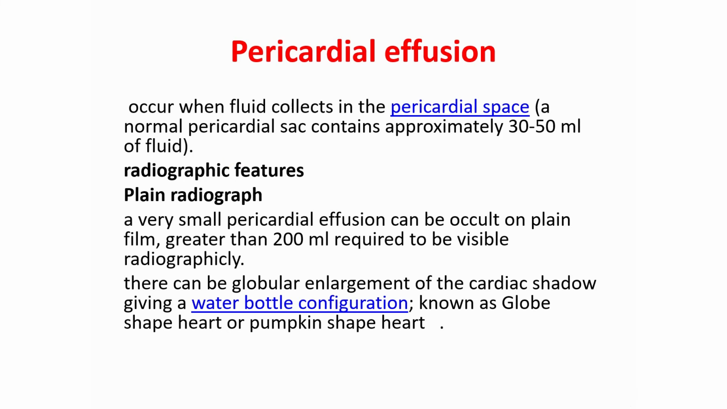A very small pericardial effusion cannot be seen on the plain radiograph. We need the amount of fluid to be more than 20 ml in the pericardial sac in order to be visible radiographically. The feature that appears on the plain radiograph is a globular enlargement of the cardiac shadow, giving the appearance of a water bottle configuration, or what's called a globe-shaped heart or pumpkin-shaped heart.